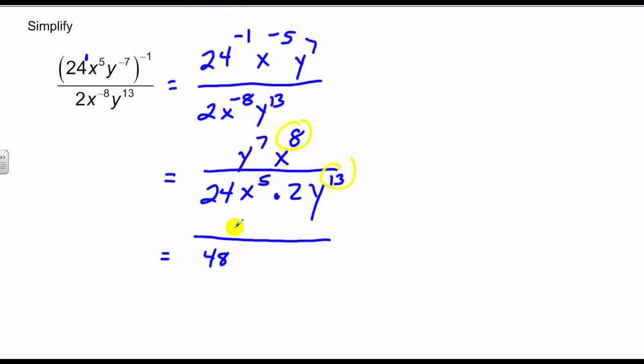So if I use my x, 8 minus 5 is 3. Greatest power is in the numerator, that's where the answer is. 13 minus 7 is 6. Since my greatest power is in the denominator, the answer for the y's is in the denominator.